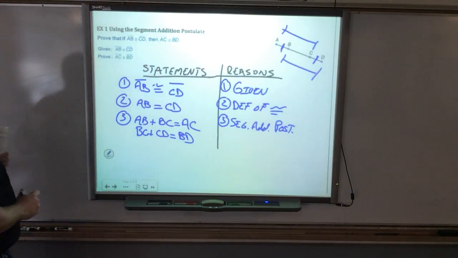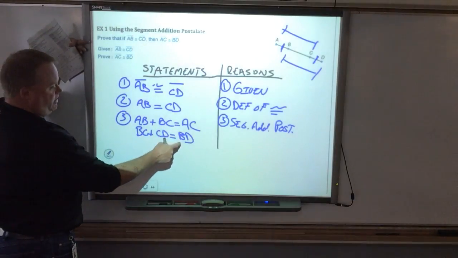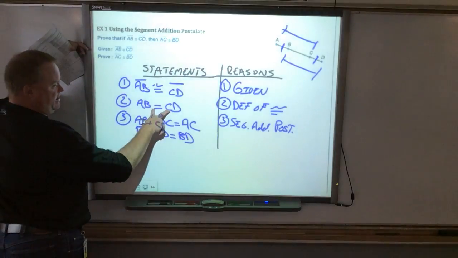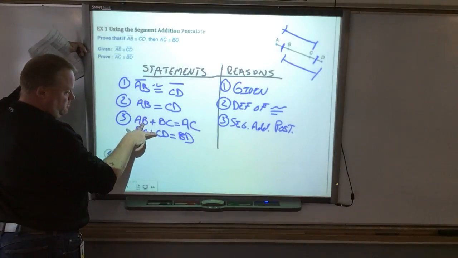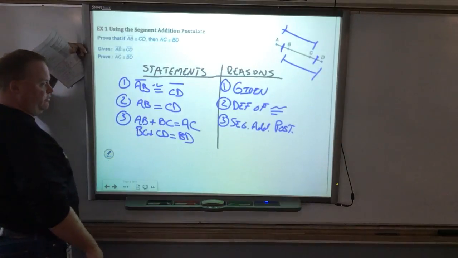My fourth one, well, look at this. I've got AC and BD already here. I already know that AB and CD are congruent or equal, and I know BC is itself.